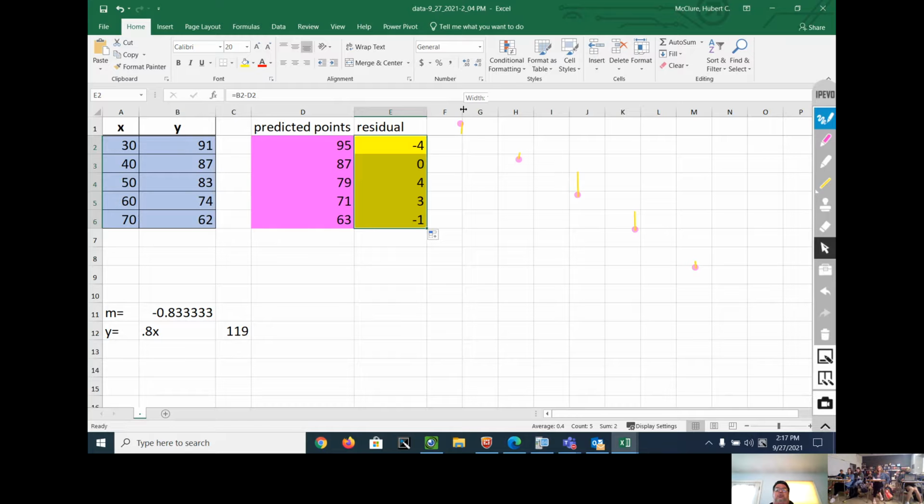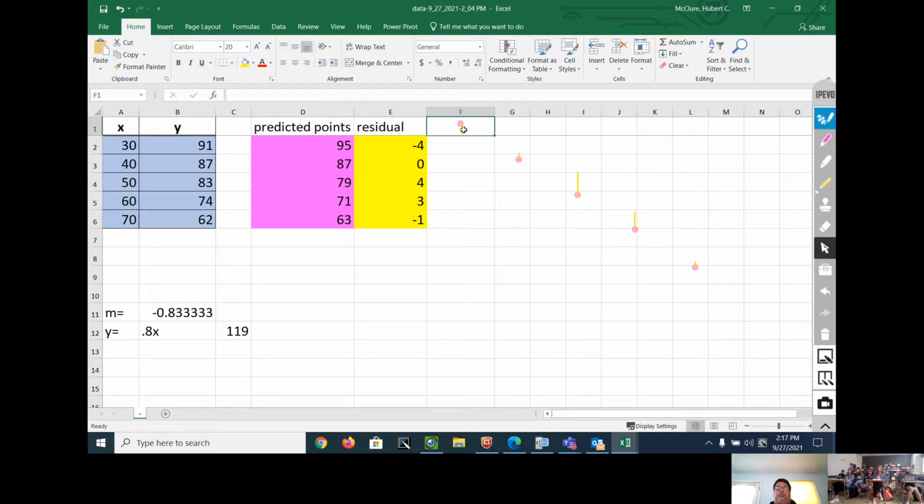And what do they want on B? They want the sum of the residual squared. Sum of residual squared. You're going to have to take that -4 and raise it to the second power and do that. And then add them all up. And that's the number your homework wants.